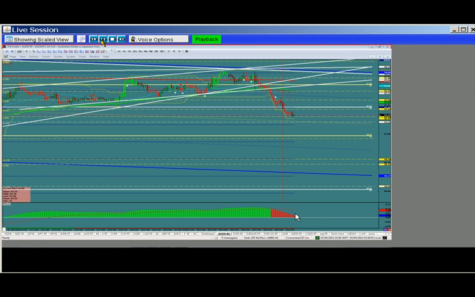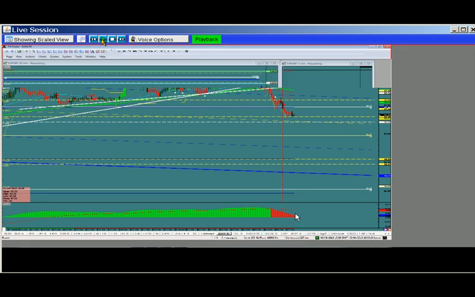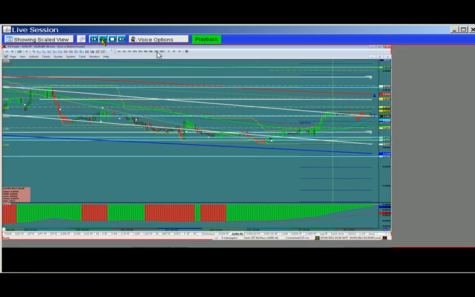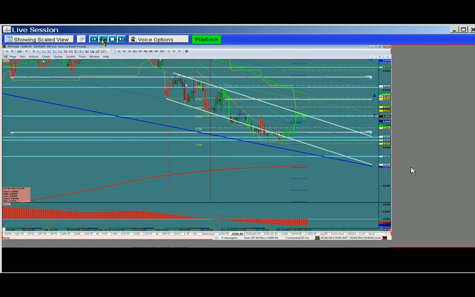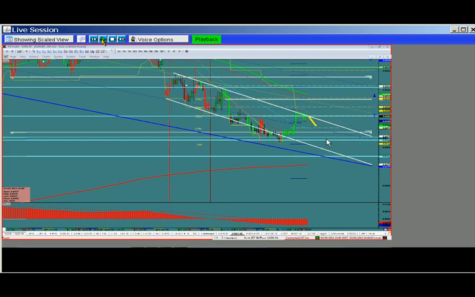Euro pound. Euro pound. Actually 240. Running in this channel. Euro pound. If this line will hold, we want the trade down to here. If this line will hold. Right now it's holding. But this could end up being a bull flag and go up.